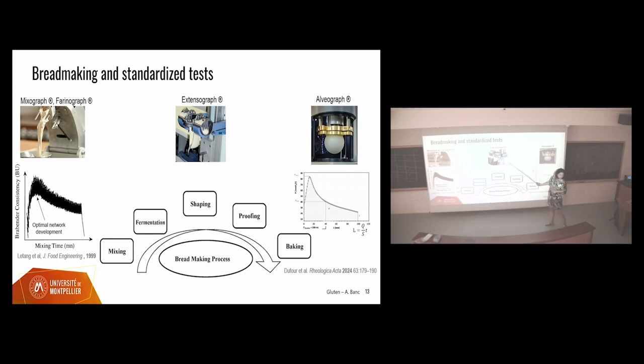They created the extensograph. It's typically extensional rheology. And the alveograph, which was introduced on the first day by Peter, looks at the ability of the dough to resist the rupture of the gas bubble. Typically, you prepare a plate of dough, you impose a flux of gas, there's a formation of a nice bubble, and you measure the pressure as a function of time.